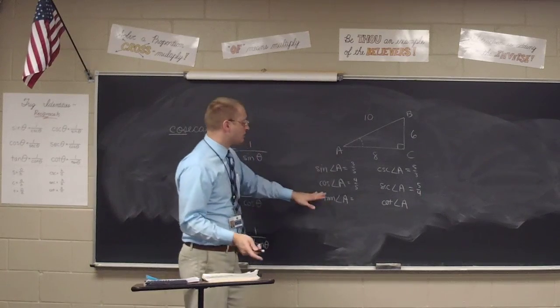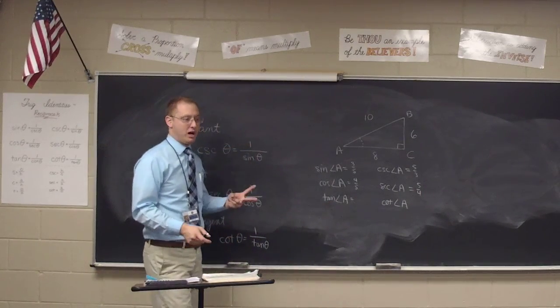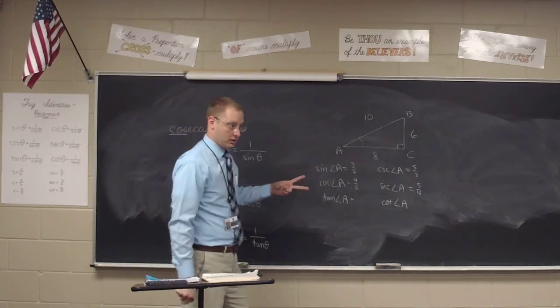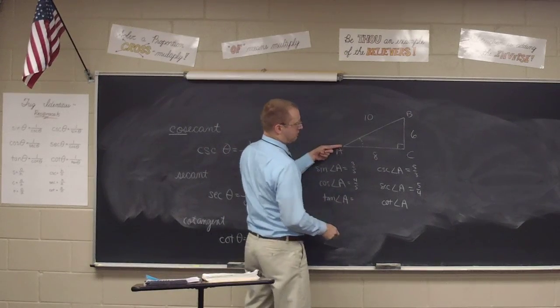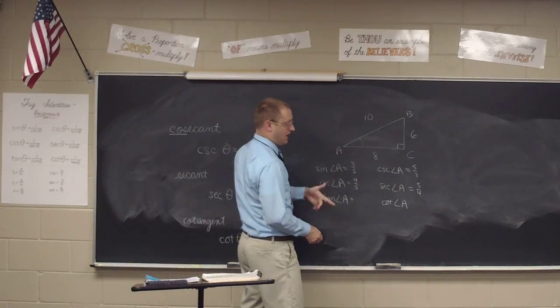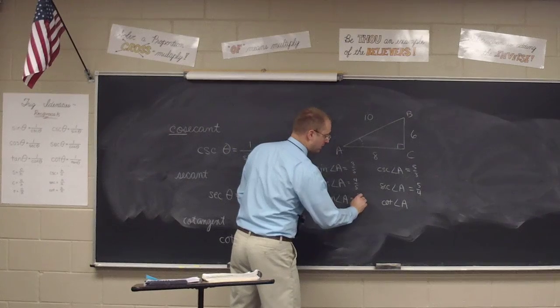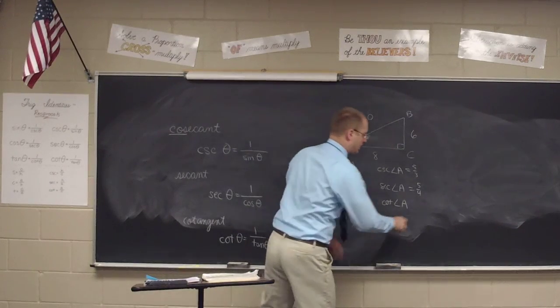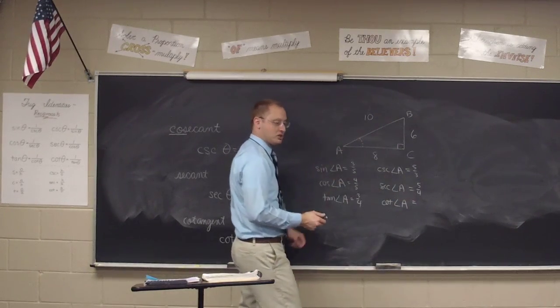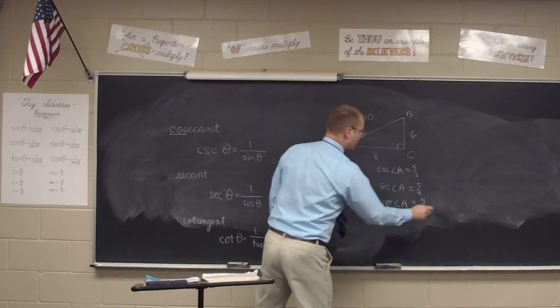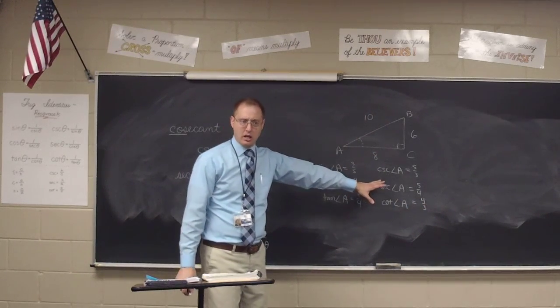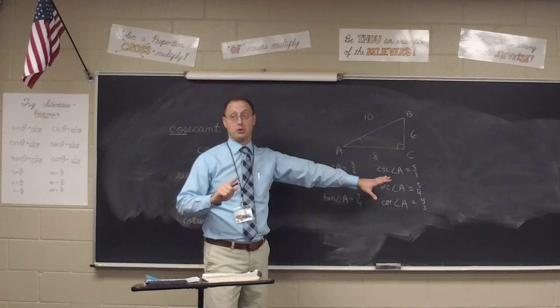Easy enough. Tangent, TOA. Tangent's whatever what? Opposite over adjacent. What's the opposite? 6. Adjacent, 8. 6 to 8 reduces to 3 to 4. So therefore, the cotangent, which is the reciprocal of the tangent, must be 4 to 3. It's super easy as long as you memorize which is the reciprocal of which.